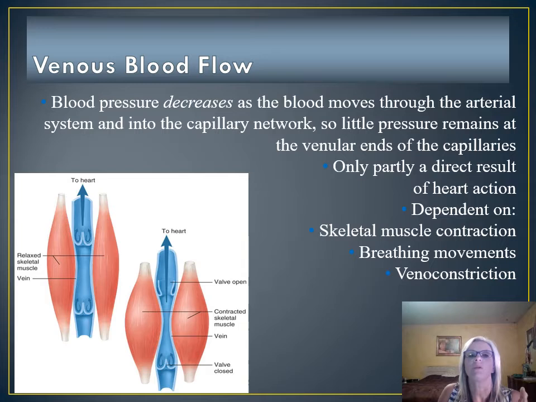Skeletal muscle contractions massage the vessels and help move blood flow towards the heart. Breathing causes the diaphragm to press down on the abdomen, increasing the pressure, squeezing blood out of abdominal veins and into thoracic veins. During exercise, our respiratory movements and muscle contractions work together to move venous blood to the heart.